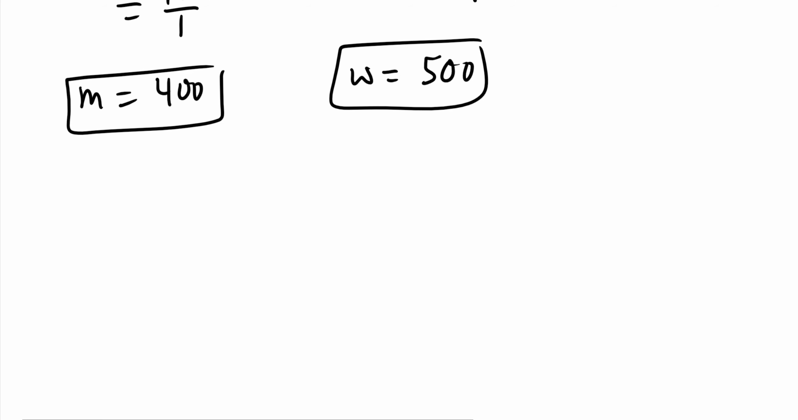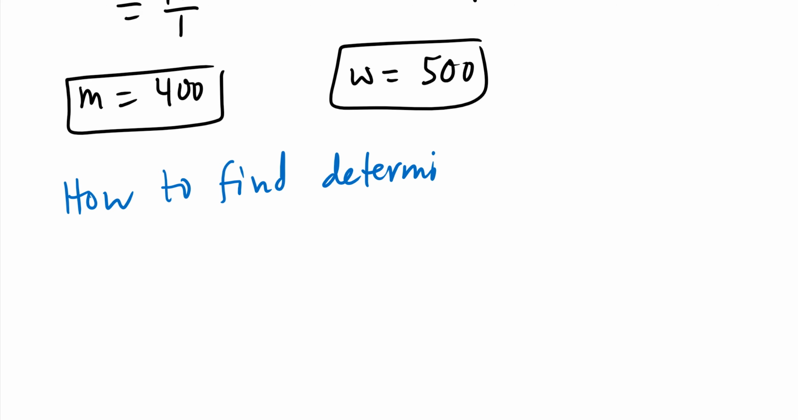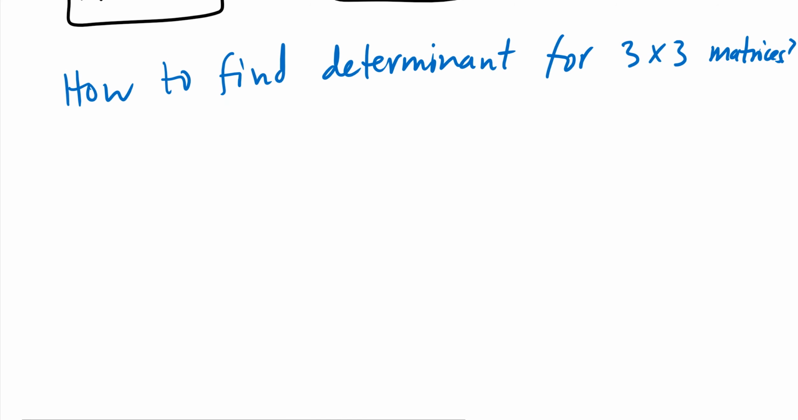The last thing we're going to do in this section is how to find the determinant for 3 by 3 matrices. Let's look at an example. An example would be the easiest way to see that.